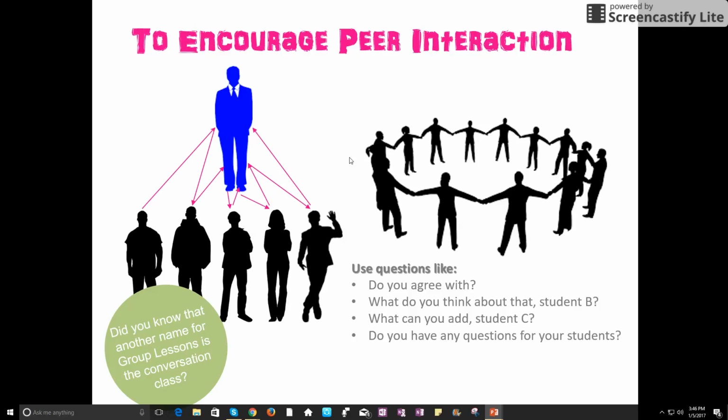So you really want them to feel that peer interaction. You want to encourage them to learn from each other and not just you. The last thing we want our students to do is to not pay attention while other students are speaking. And so by creating this environment, using these types of questions, we can build that interaction and have that conversational class that our group lesson is meant to be.